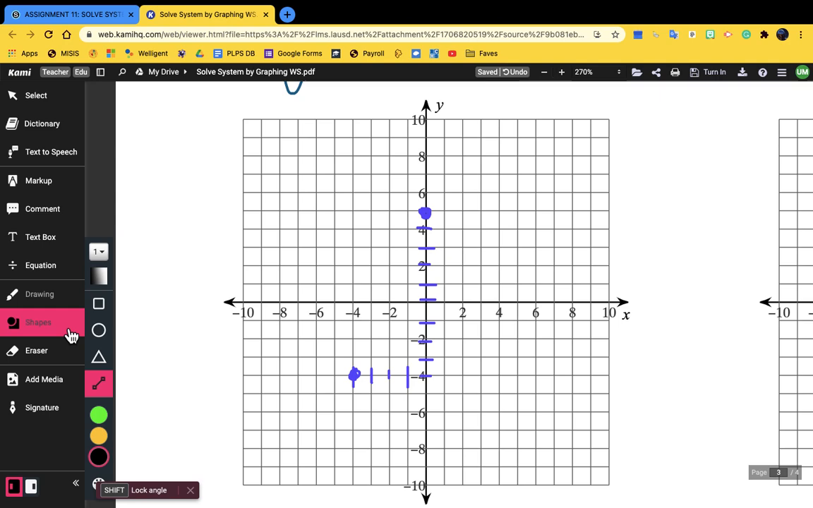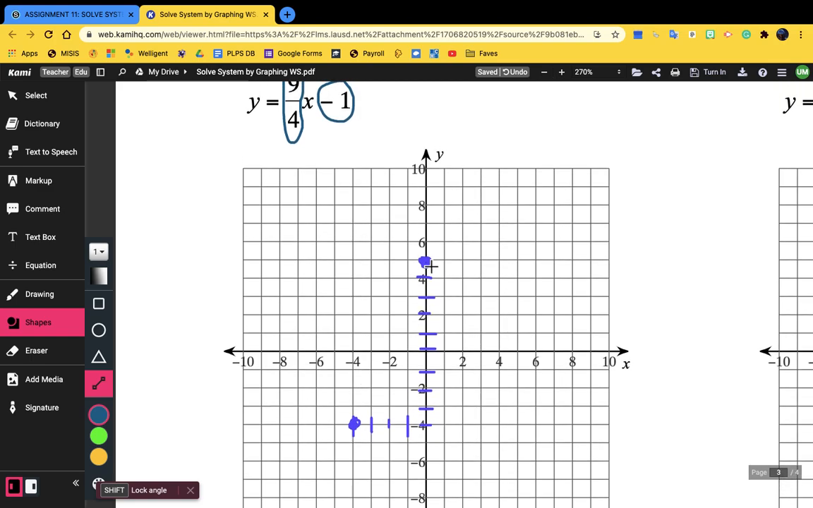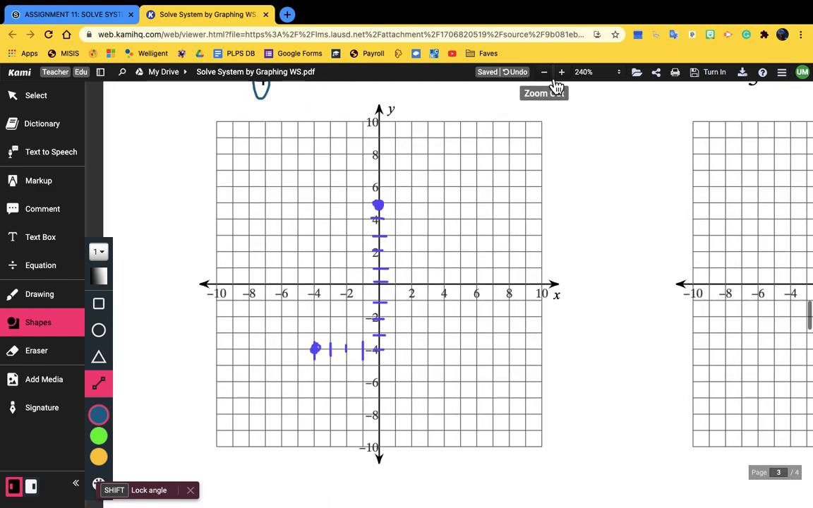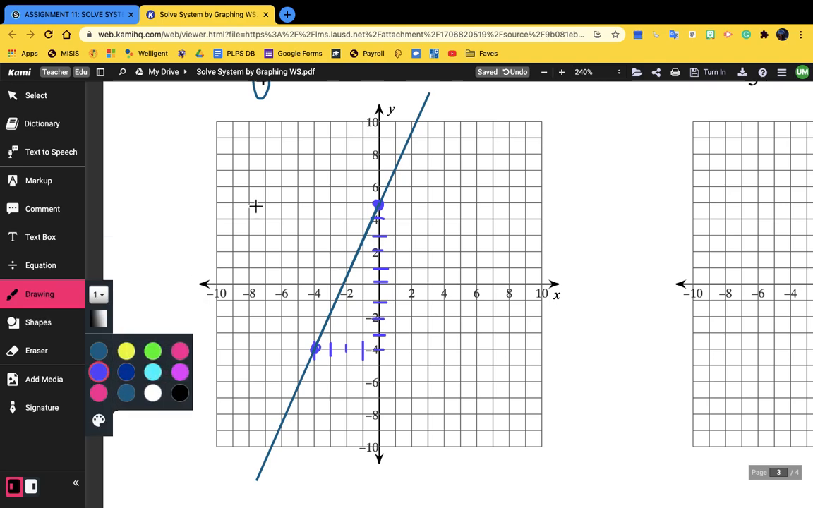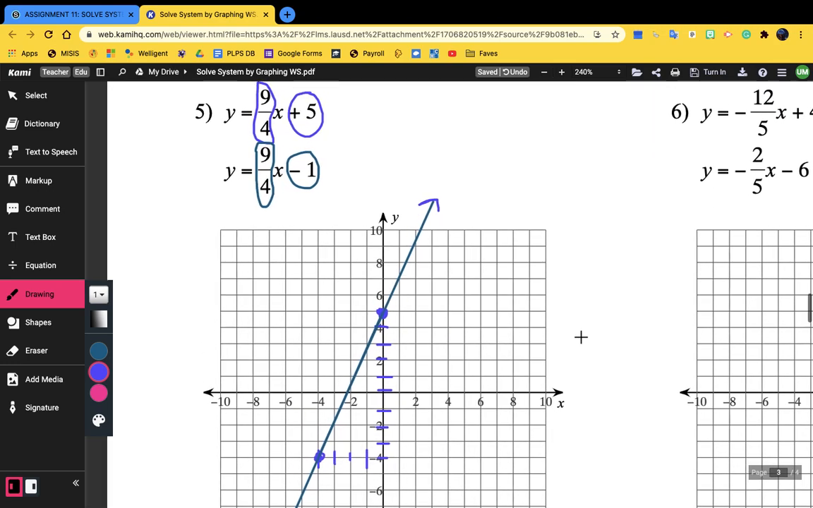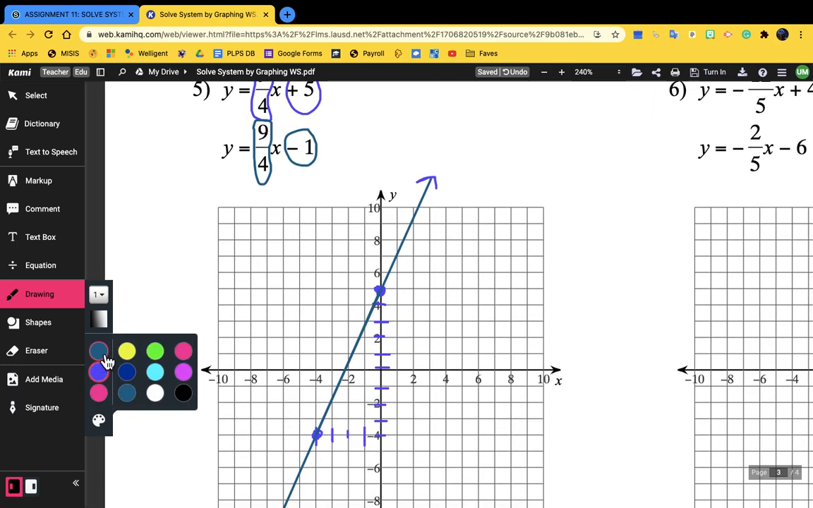So I'm going to go down to shapes, and I'm going to pick this blue right here. So from my first point, let me zoom out a little bit so I can go all the way through. From my first purple point all the way through my second purple point. And from my second purple point all the way through my first purple point. Go back to draw, and I have arrow and arrow. Look at that. All right.